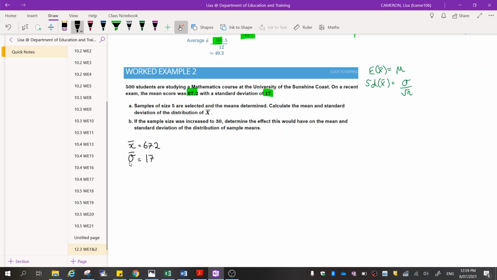Okay, sample sizes of 5. Now, in this sort of question, the sample size is what we call n. Not this number up here. That's more of a fun fact than anything else. So you just kind of get to ignore him. So sample sizes of 5 are selected and the means determined. Calculate the mean and standard deviation of the distribution of x.